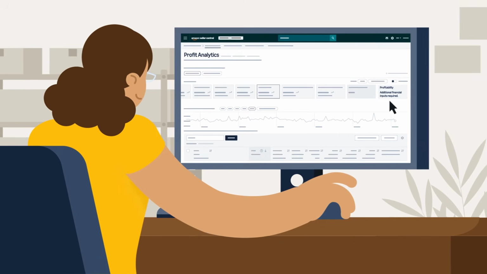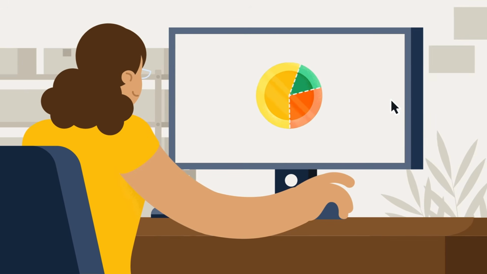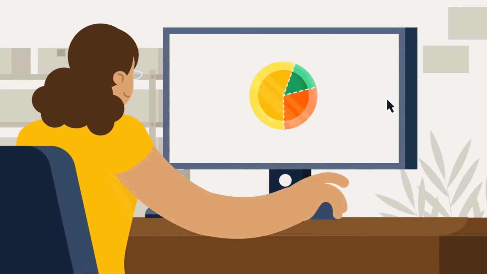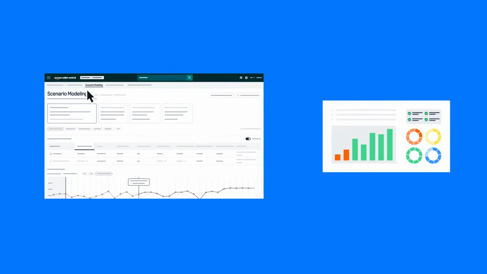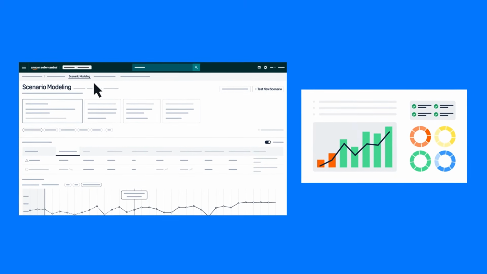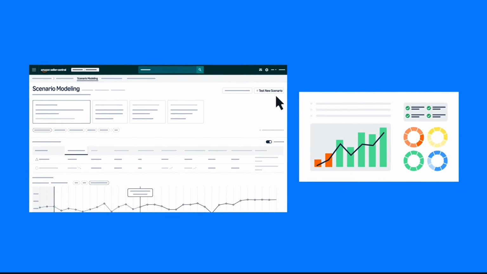The tool also enables you to add expenses that aren't tracked by Amazon to see a complete picture of your business costs and profitability. The scenario planning feature can help you evaluate potential business strategies.